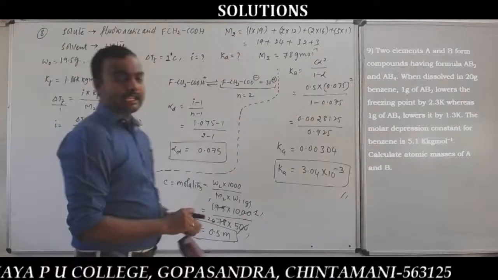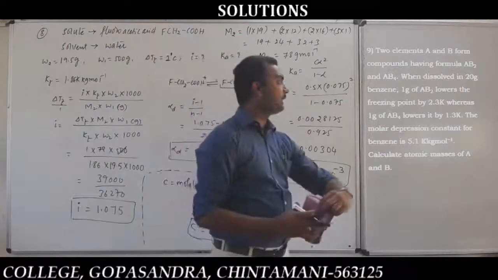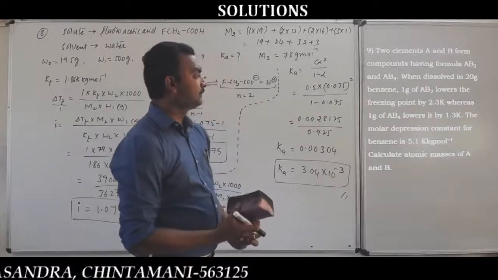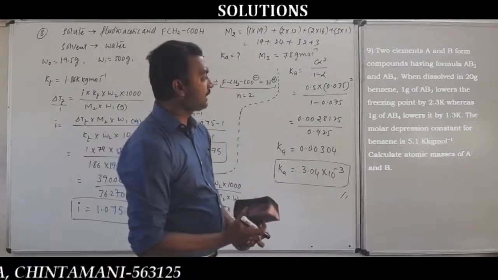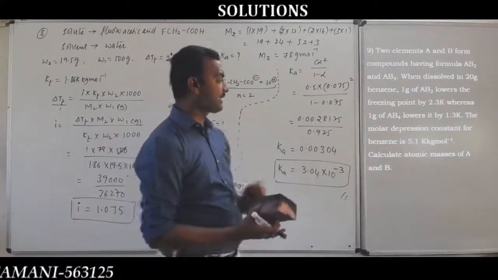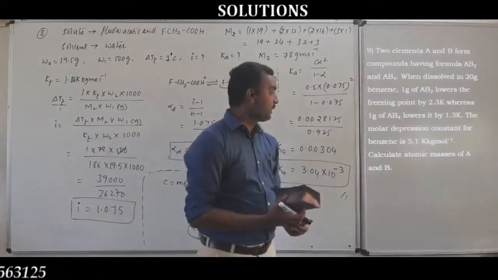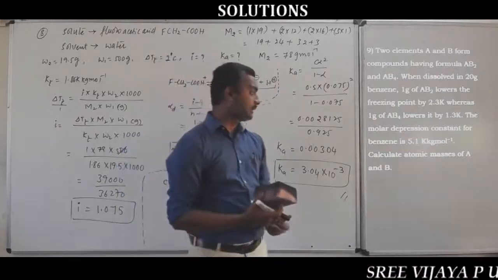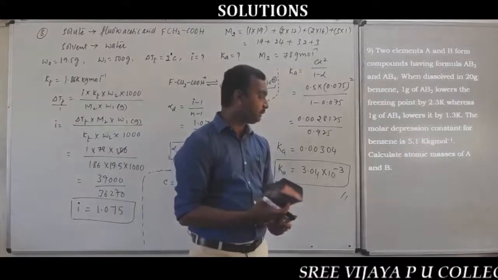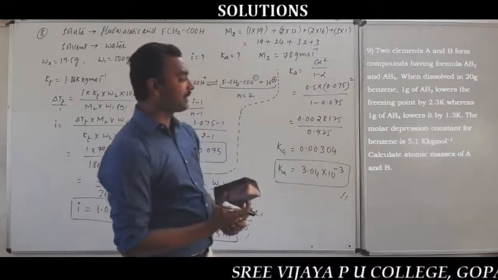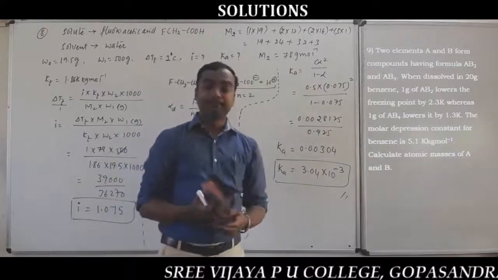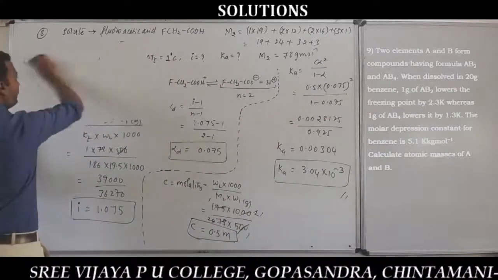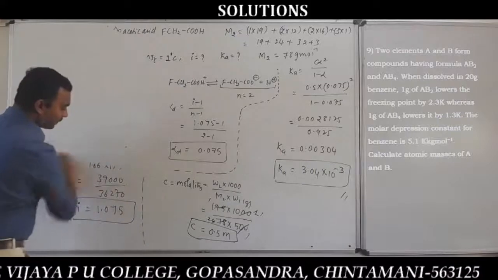The two elements A and B form compounds having the formulas AB2 and AB4. When dissolving in 20 gram of benzene, 1 gram of AB2 lowers the freezing point by 2.3 Kelvin, whereas 1 gram of AB4 lowers it by 1.3 Kelvin. The molal depression constant of benzene is given as 5.1 Kelvin kg per mole. Calculate the atomic masses of A and B. So this is one of the lengthy problems and also very simple actually. It is entirely different from the other problems I have done already.